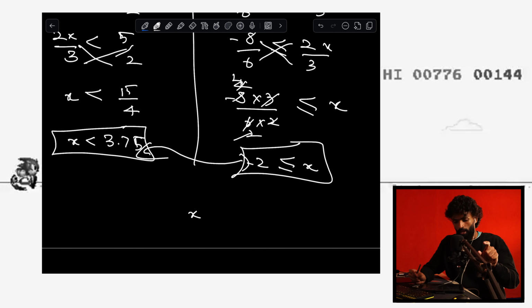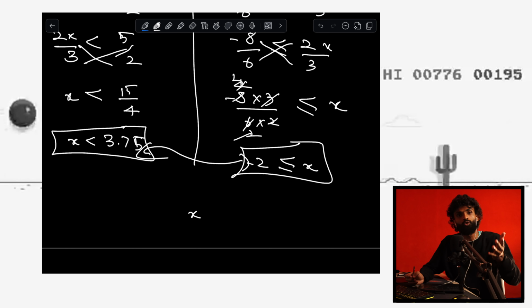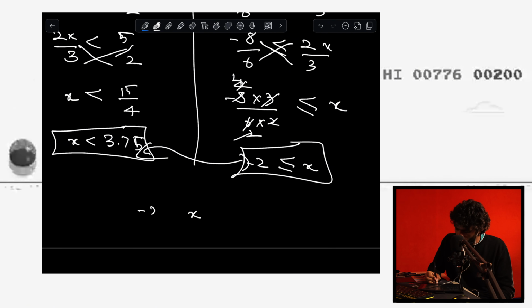Now is the crucial step. Compare both the numbers. You have plus 3.75, you have minus 2. Common sense. Which one is a lesser number? Obviously minus 2. The lesser number has to be on your left. So write that on your left, and automatically 3.75 is on your right.